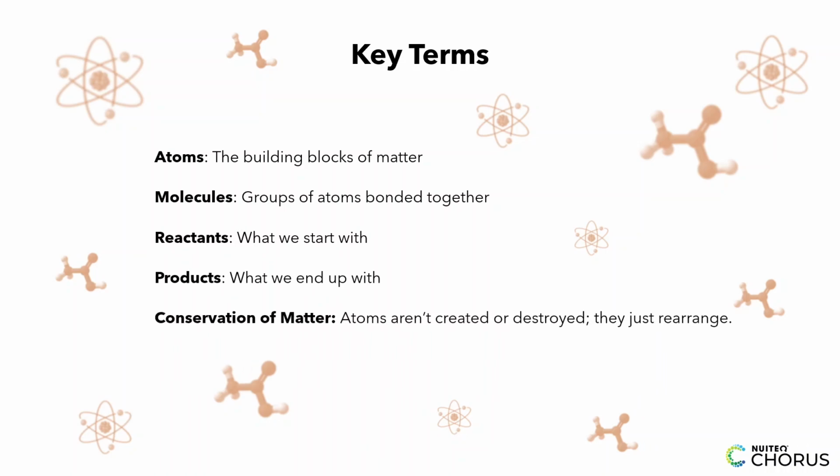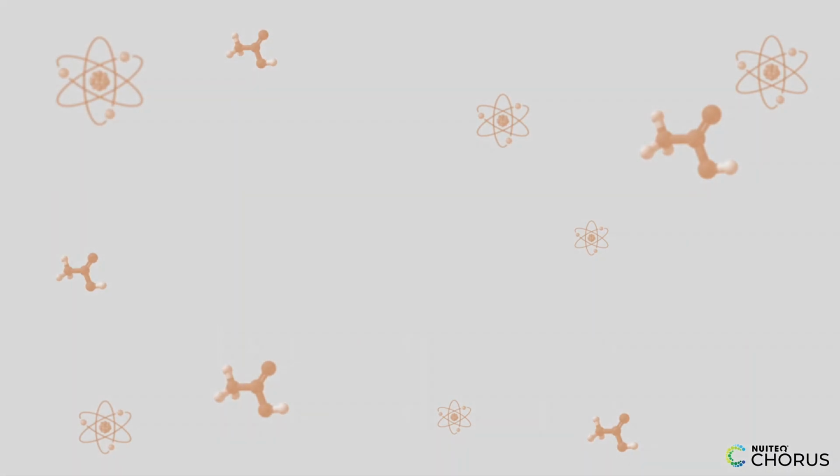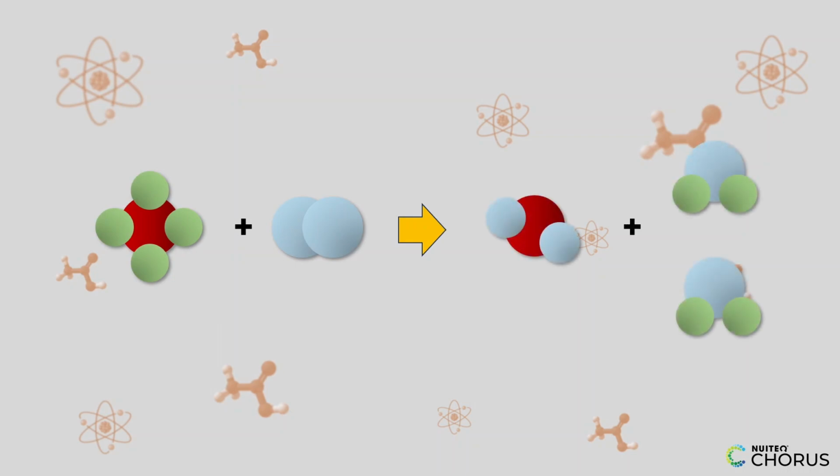Conservation of matter means that atoms aren't created or destroyed. They just rearrange. In every chemical reaction, the number of atoms stays the same. This principle is known as mass conservation. It's like a magic trick where nothing gets lost or made up.